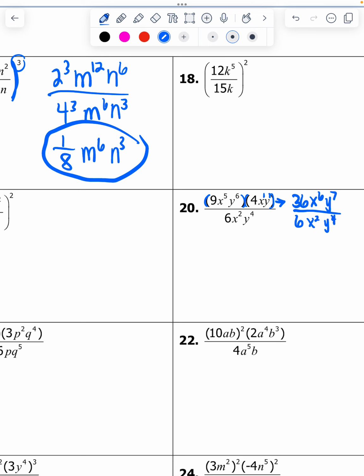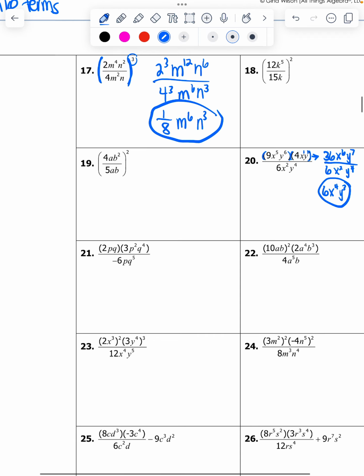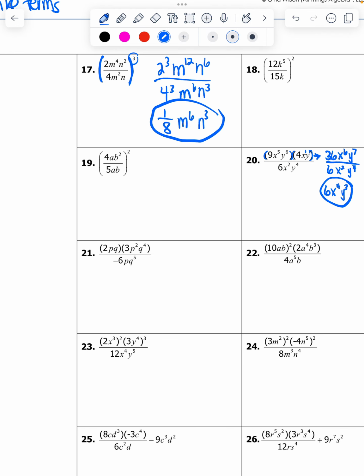Now dividing this out using the quotient rule, 36 divided by 6 is 6. X to the 6th divided by x squared is x to the 4th. And then we have y to the 3rd there. So that's kind of everything that I feel like I really need to show you for the rules.